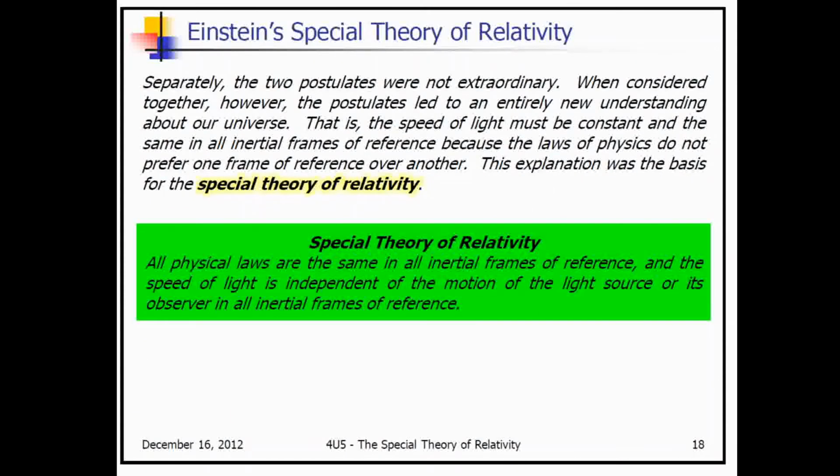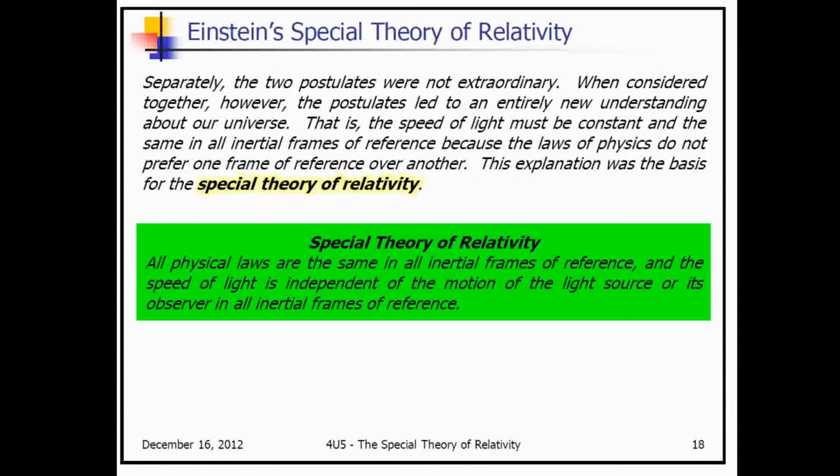And you can copy down the special theory of relativity in green, but I'll just read a little bit before that. So when we consider those two postulates together, it gives us an entirely new understanding about the universe. The understanding is that the speed of light must be constant and the same in all inertial frames of reference, because the laws of physics do not prefer one frame of reference over another. So basically, this gives us the idea that the speed of light is a maximum. We cannot go faster than that.